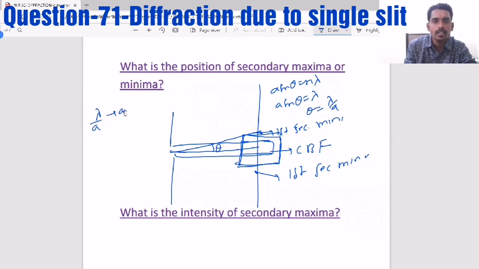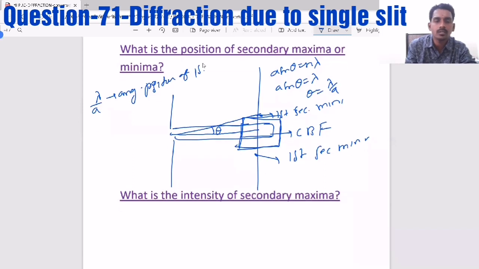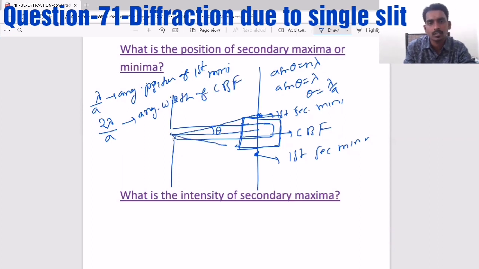There is one minima above and one below it, so the total distance between them becomes 2 lambda by a, the angular width. This is called the angular width of the central bright fringe. So this is also theta, theta plus theta, 2 theta.